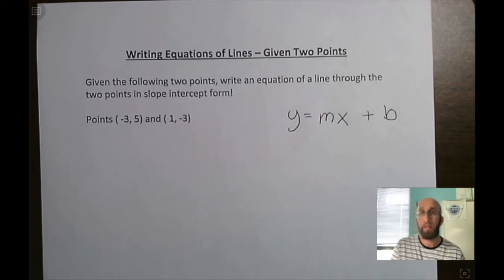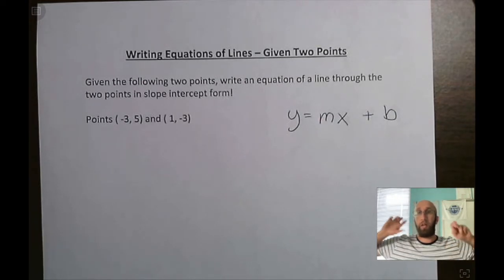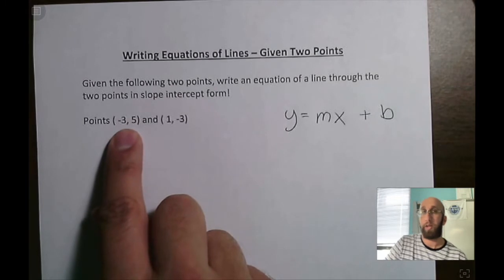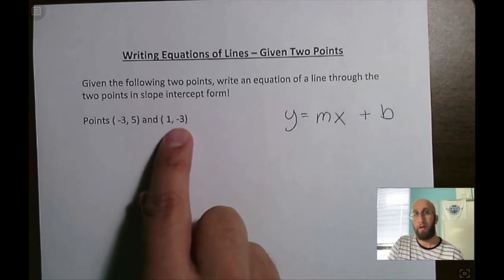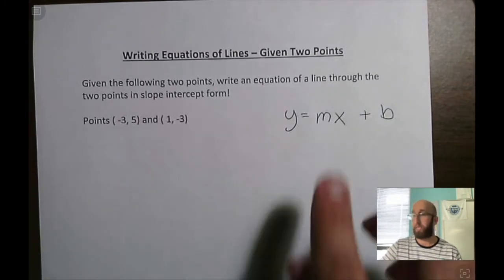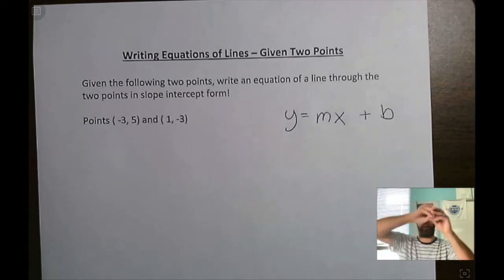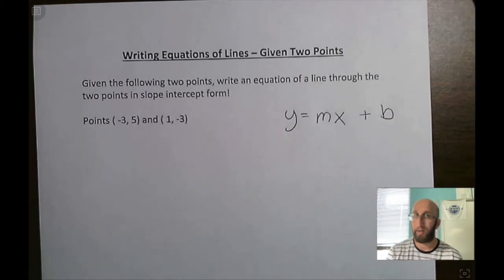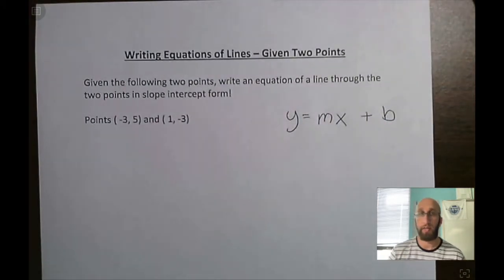Big picture here, there is some line out there that is going to go through this point -3, 5 and through this point 1, -3. What we want is the equation that maps that entire line. So we're given some information, and we have to put together the equation.